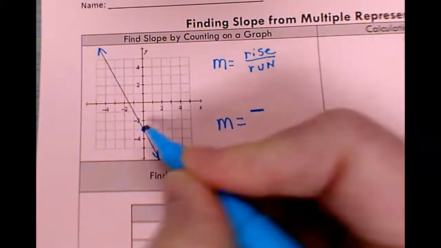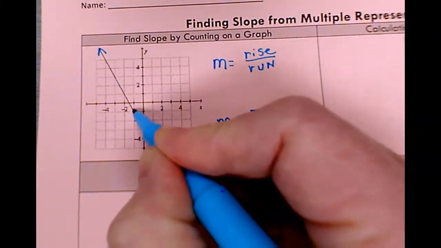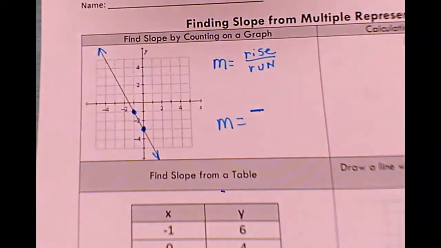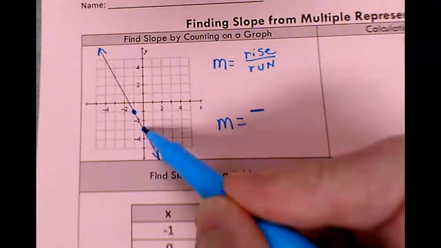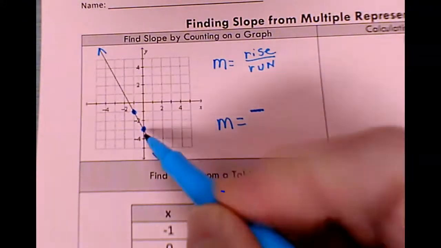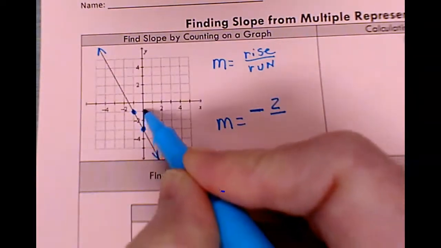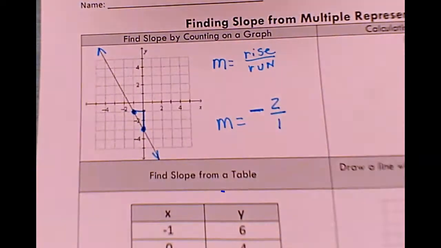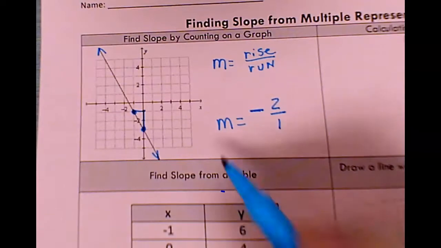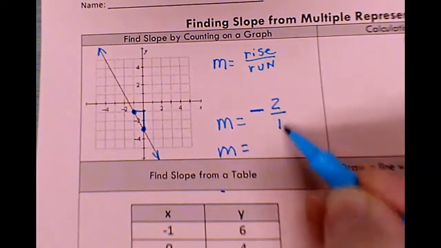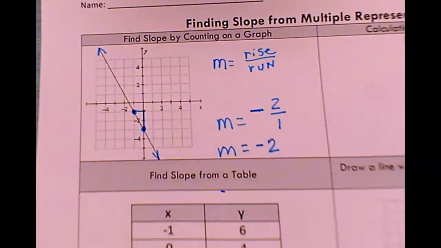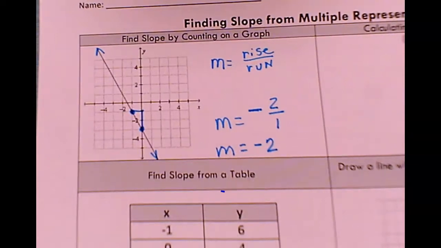So I need to find 2 pretty points to count my slope. That's where my line crosses a grid mark. So my rise is 2 and my run is 1. That is not good form. You should not leave your slope like that. The slope 2 over 1 reduces to the number -2.